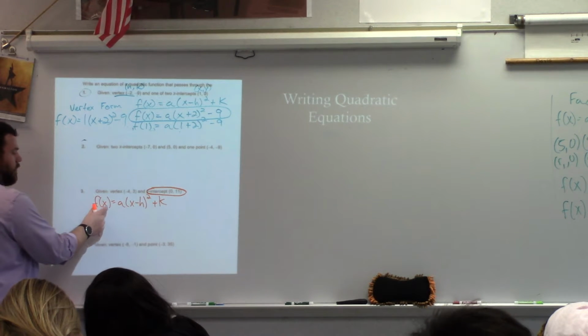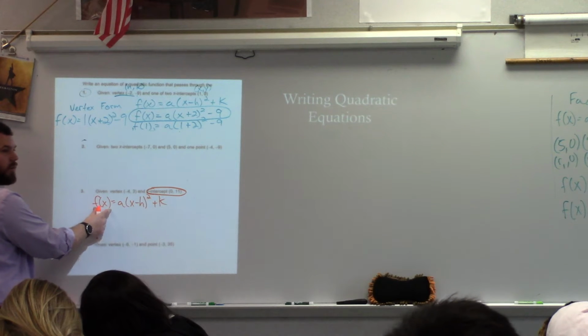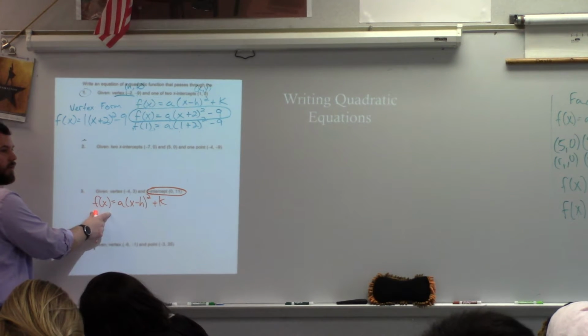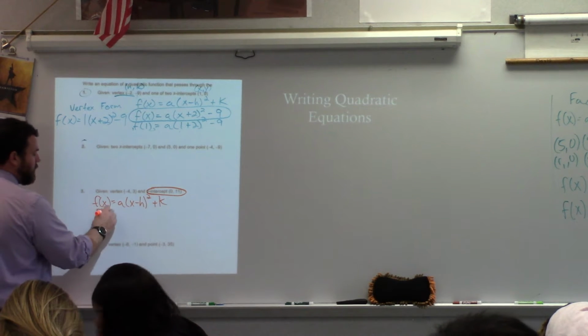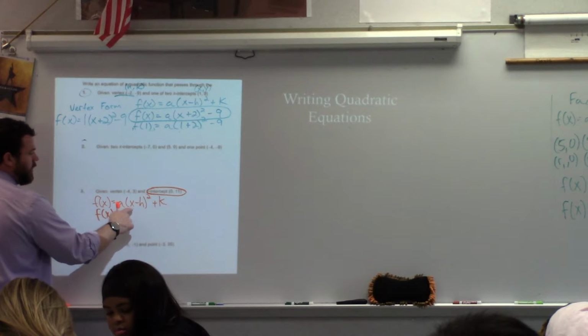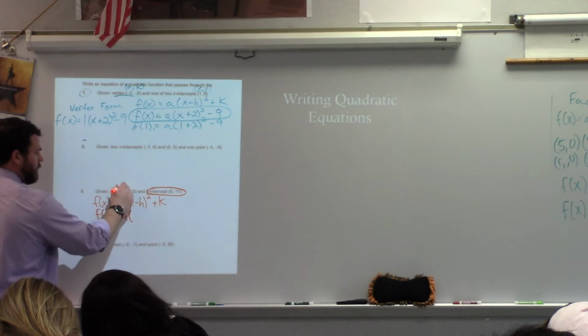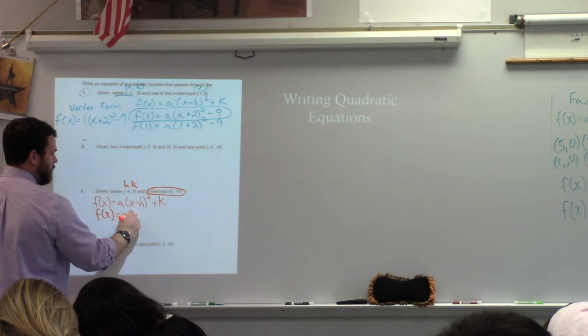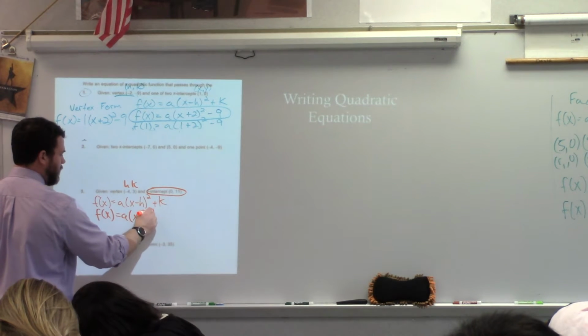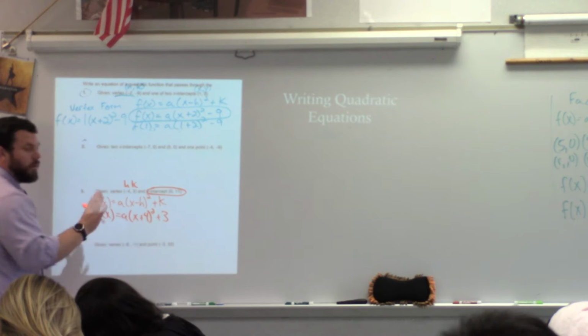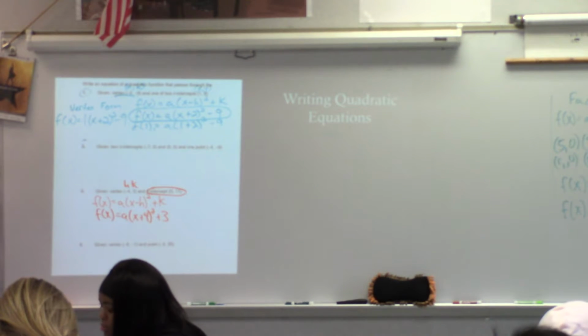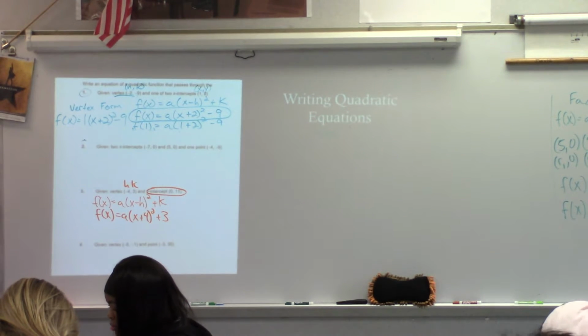So f of x is my y, or the output. Actually, I should substitute in first. Since I have the vertex, which values do I already know? H and K, so you'll do a times x plus 4 squared plus 3. Yep. Any questions before I continue? We good so far?